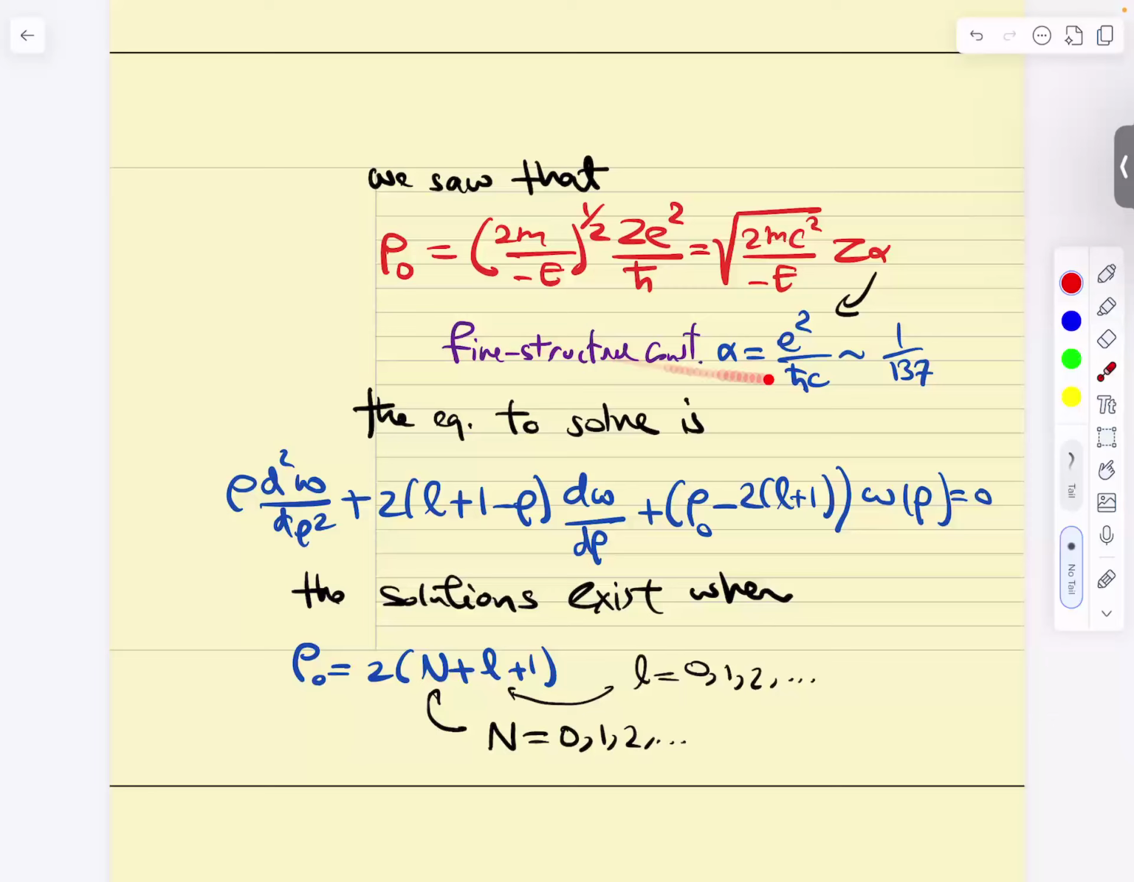So here's the differential equation. We saw that this could be solved, and the solutions exist only when rho naught is 2 times n, a positive integer, plus L plus 1. L is the angular momentum. These are the only situations where this solution exists. Do you recall how we derived this?